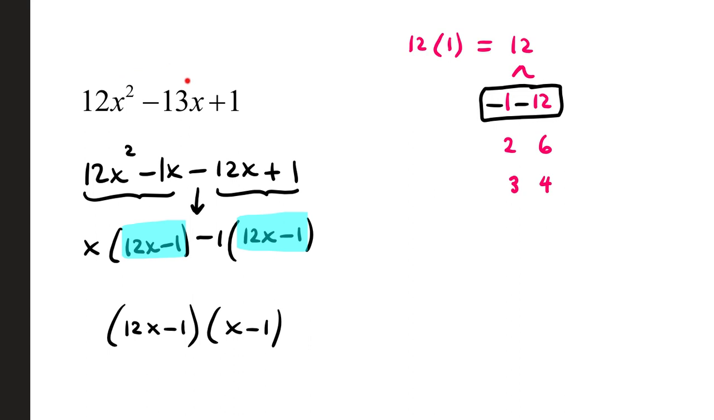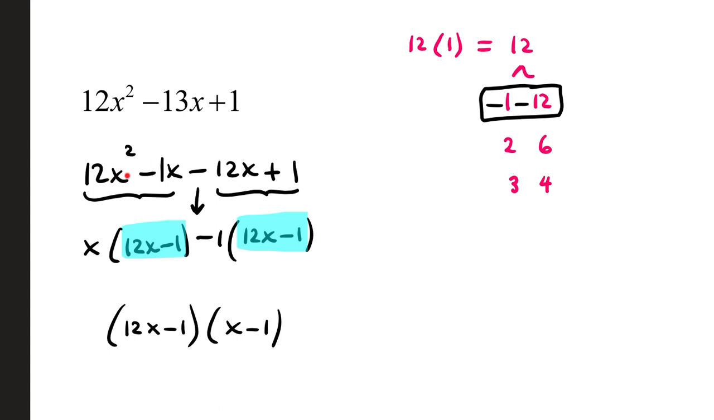12x squared minus 13x plus 1. 12 times 1, that's 12. 12 has factors 1 times 12, 2 times 6, 3 times 4. Our middle term is a negative 13x. We can get negative 13 with negative 1 and negative 12. Split your middle term into negative 1 and negative 12.